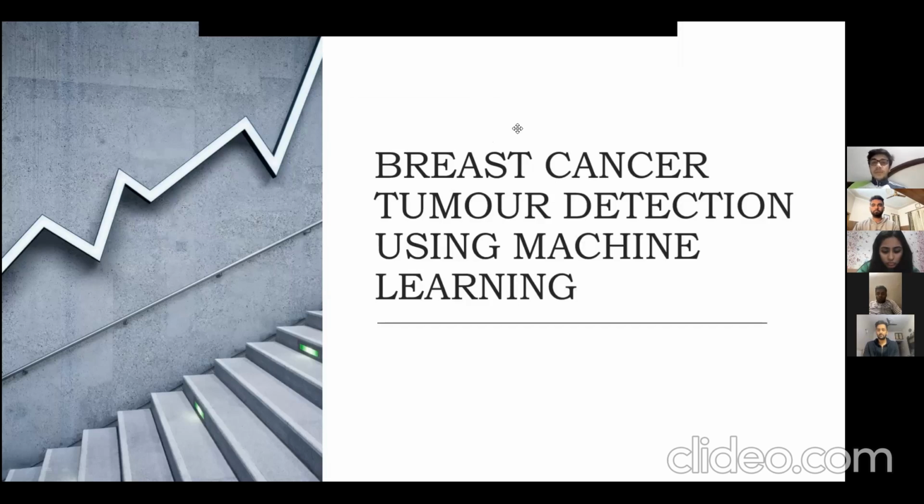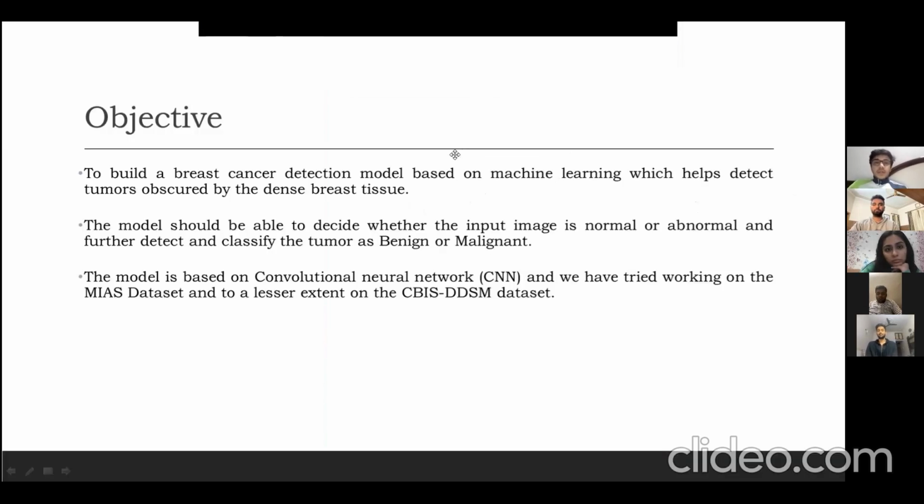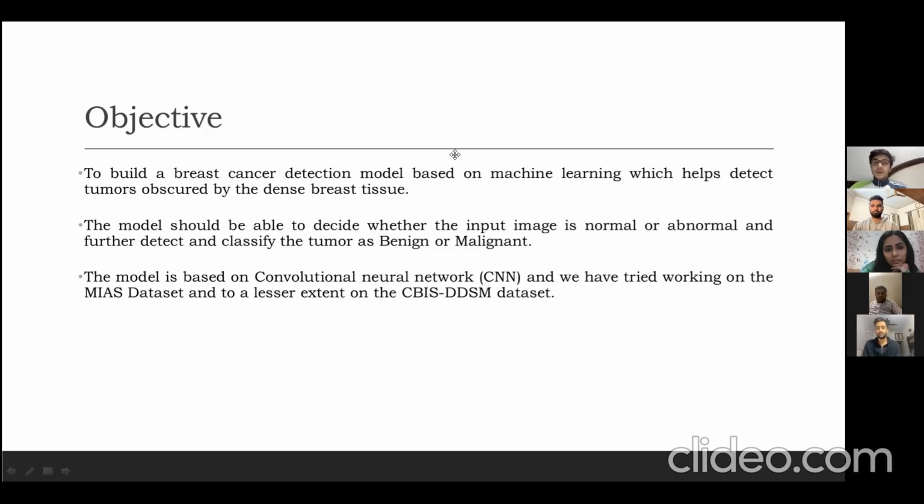Today we'll be making a video demonstrating our capstone project, breast cancer tumor detection using machine learning. Our objective in this project is to build a breast cancer detection model based on machine learning, which helps detect tumors obscured by dense breast tissue. The model should be able to decide whether the input image is normal or abnormal, and further detect and classify the tumor as benign or malignant. We'll be using CNNs on the MIAS and CBIS-DDSM datasets.